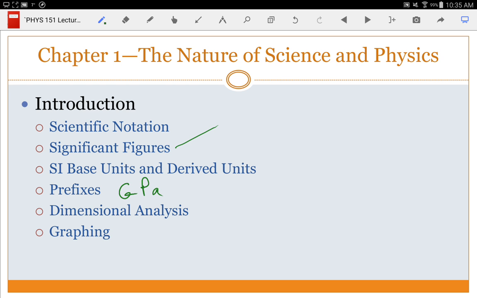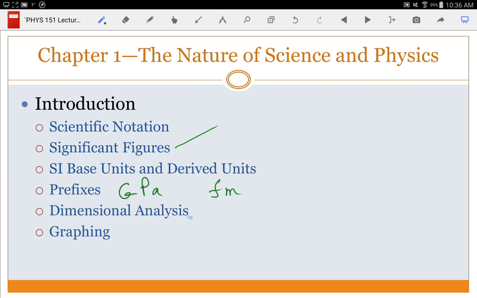You should have memorized the list, from 10 to the minus 18 to 10 to the 18, I think it was. You should know all of those prefixes so I can ask you something about a femtometer. When I was in grad school, some of my friends were working on femtometer lasers. You should know what a femtometer is. Clue, that's smaller than a picometer, which is smaller than a nanometer, which is smaller than a micrometer, which is smaller than a meter.